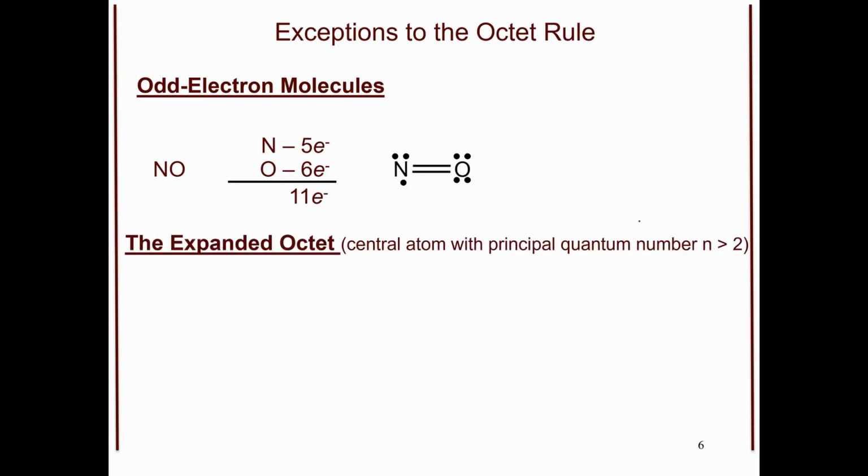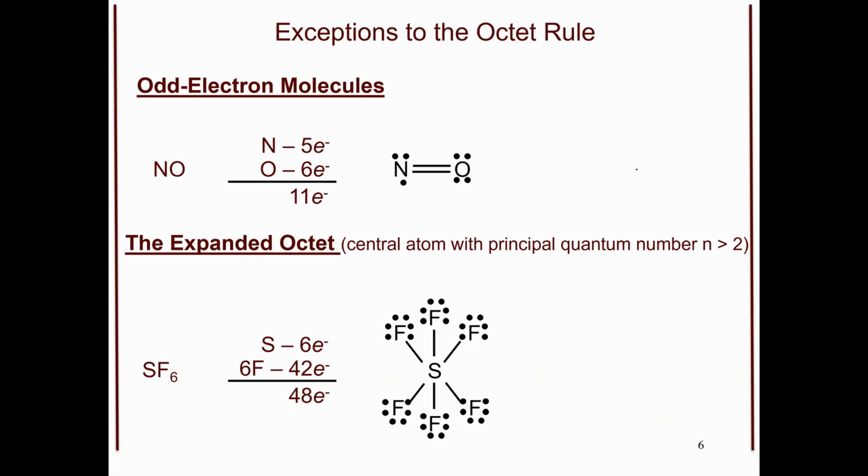Finally, the last group that does not follow the octet rule is what we call expanded octet. This is when a central atom, typically with a principal quantum number greater than 2, so where you're looking at row 3 atoms and below, is able to have more electrons around the central atom. So let us go ahead and look at sulfur hexafluoride. This is going to have 48 total electrons, and we need each fluorine to attach to the sulfur. That can be done here.